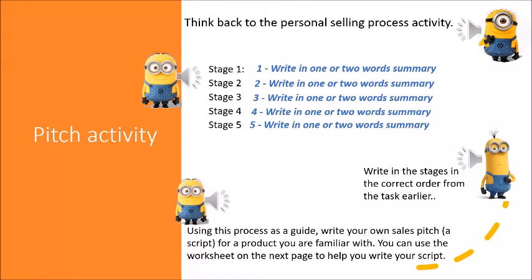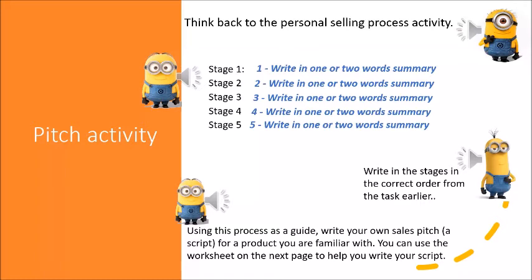The personal selling process that you learnt about on slide 7. In case you forgot the different stages, let me refresh your memory. So stage 1 is to generate leads. This involves finding potential customers. It could be undertaken through market research or directly approaching people who fit the customer profile of a potential customer.